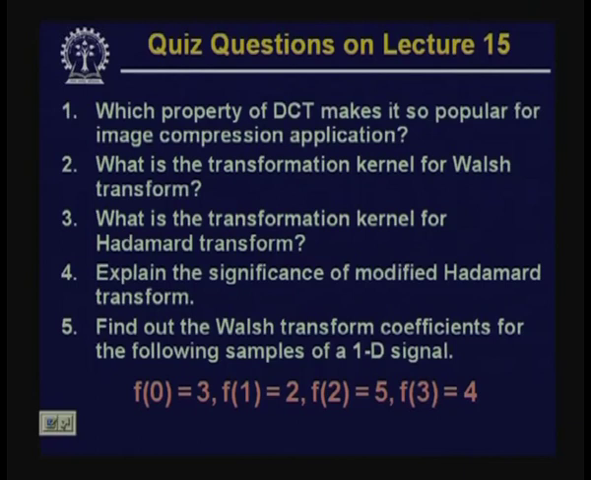The fifth question: find out the Walsh transform coefficients for the following samples of a one-dimensional signal, where the sample values are f0 equal to 3, f1 equal to 2, f2 equal to 5 and f3 equal to 4.